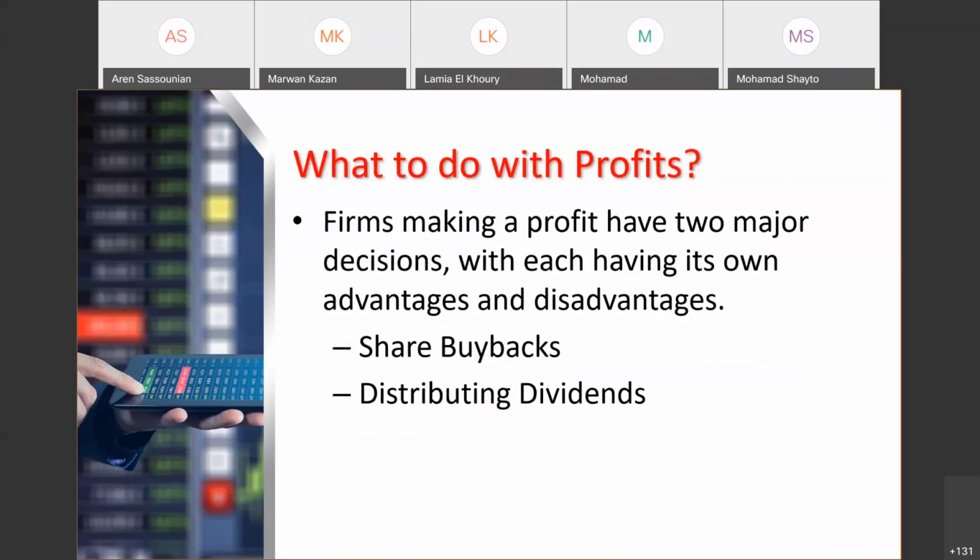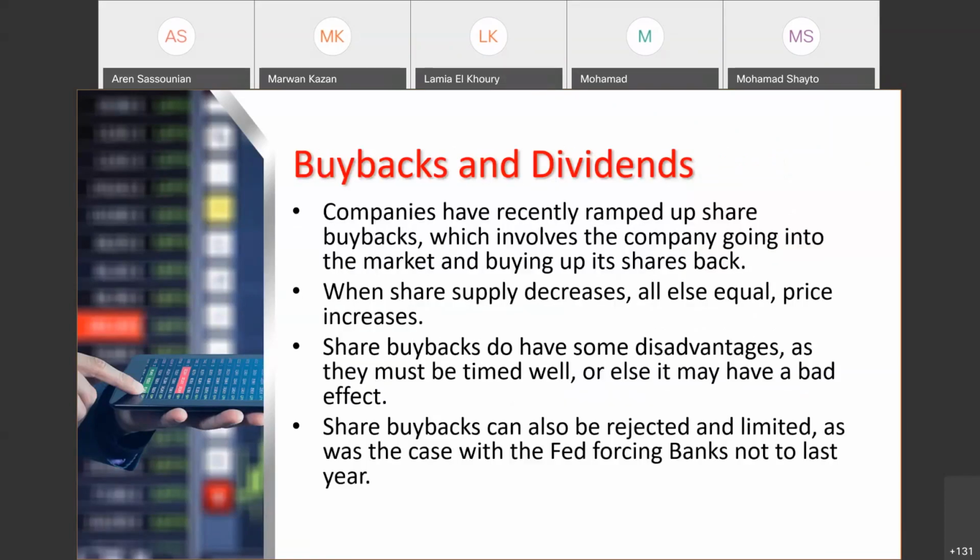So profits, whenever a company has profits, it has two major decisions. Each of them has its own advantages and disadvantages. You have your buybacks and distributing dividends. Buybacks and dividends, basically.